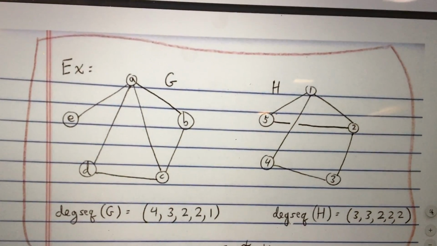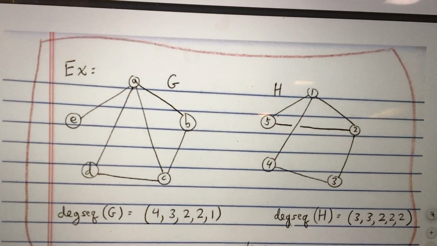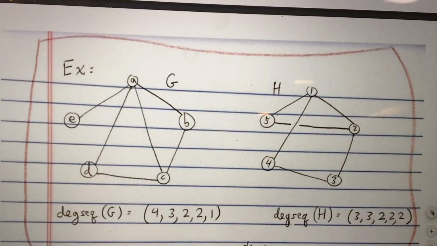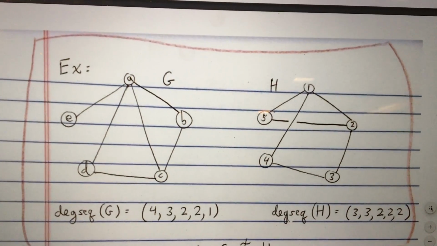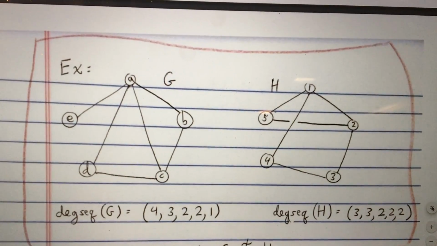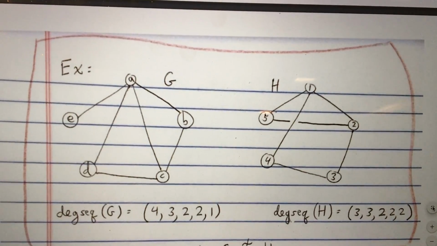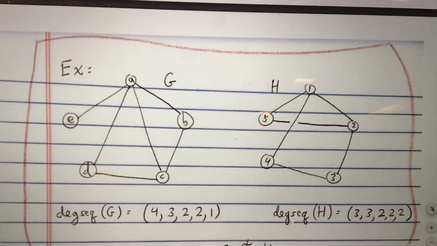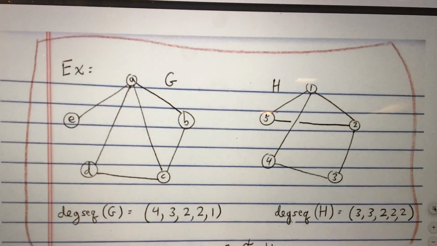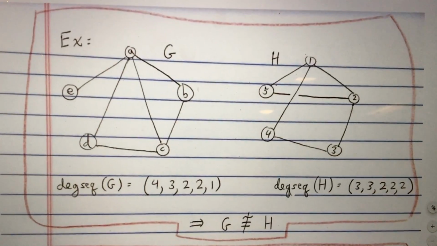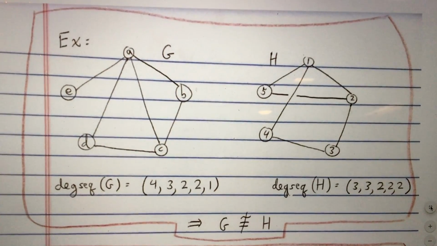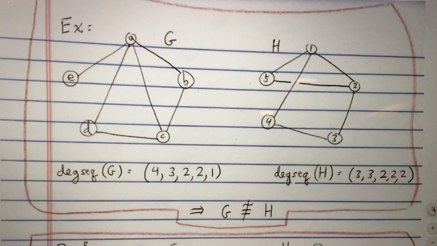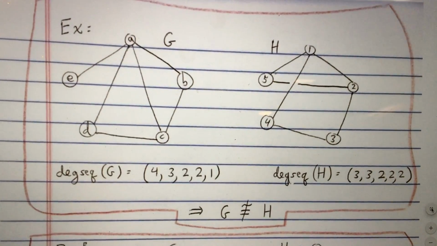So you get 4, that would be the vertex A. 3, that would be C. And then a couple of 2s and a 1 for G. And for H, we have 3, 3. Both vertex number 1 and vertex number 2 have 3 edges touching. And then 2, 2, 2. So those two sequences are both length 5, but they're definitely not the same. So since they're not the same, we conclude G is not isomorphic to H.